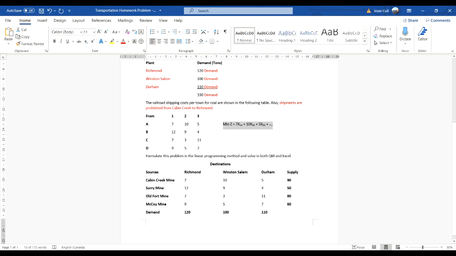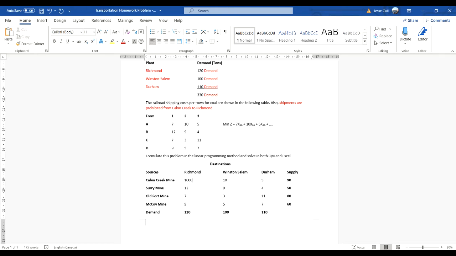So looking down here, from Cabin Creek to Richmond, the number is 7. We're going to change that to 1,000. It's not an accurate representation, but because that route can never be used, we're just going to simplify and ensure that it can never enter into any equation.